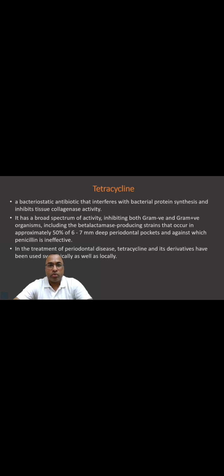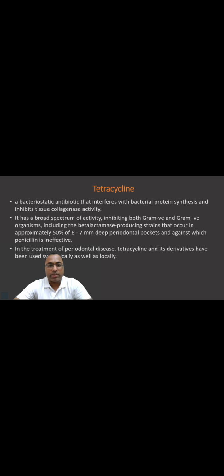One of the most commonly used antibiotics is tetracycline. It's a bacteriostatic antibiotic that interferes with bacterial protein synthesis and also inhibits tissue collagenase activity. It has broad spectrum activity, inhibiting both gram-positive and gram-negative organisms, including the beta-lactamase producing strains that occur in approximately 50% of 6 to 7 millimeter deep periodontal pockets, and against which normally penicillin alone is ineffective.